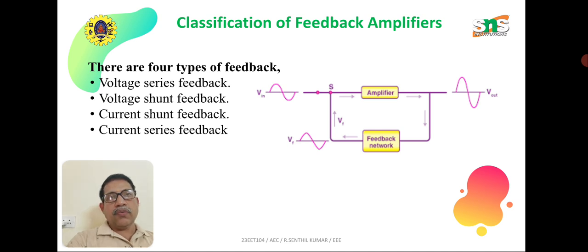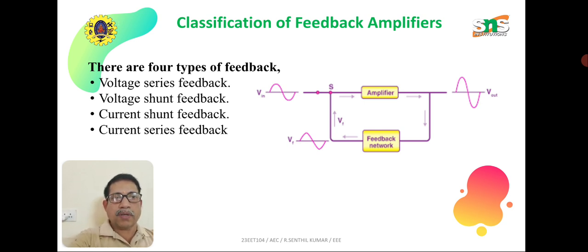In the previous video, we discussed the classifications of feedback amplifiers. Now we are going to discuss the four types and how they perform in terms of resistance, impedances, and so on. There are four types: voltage series, voltage shunt, current shunt, and current series feedback amplifiers.